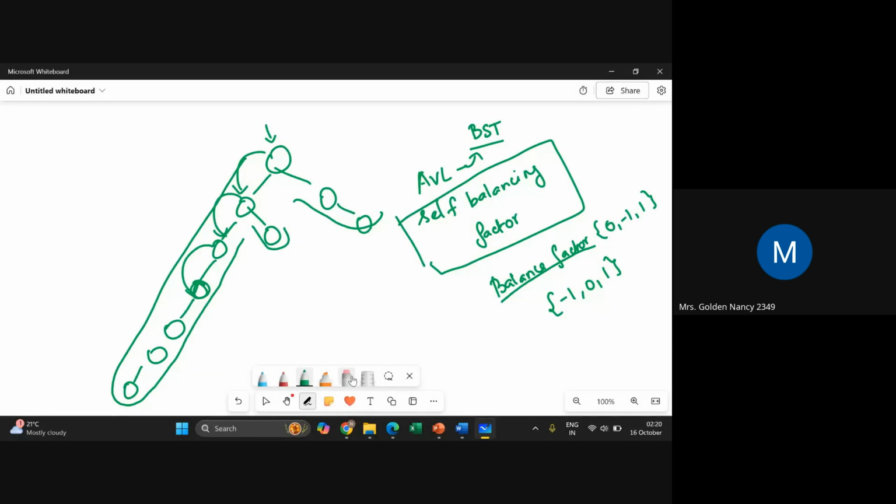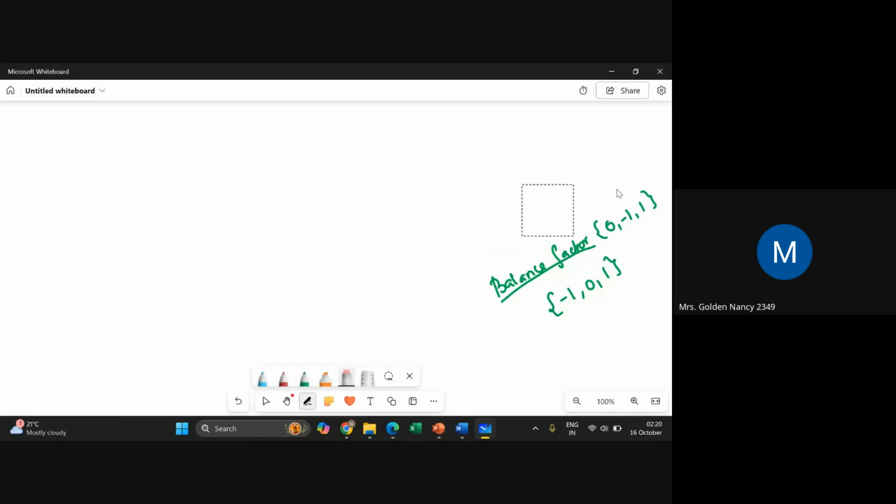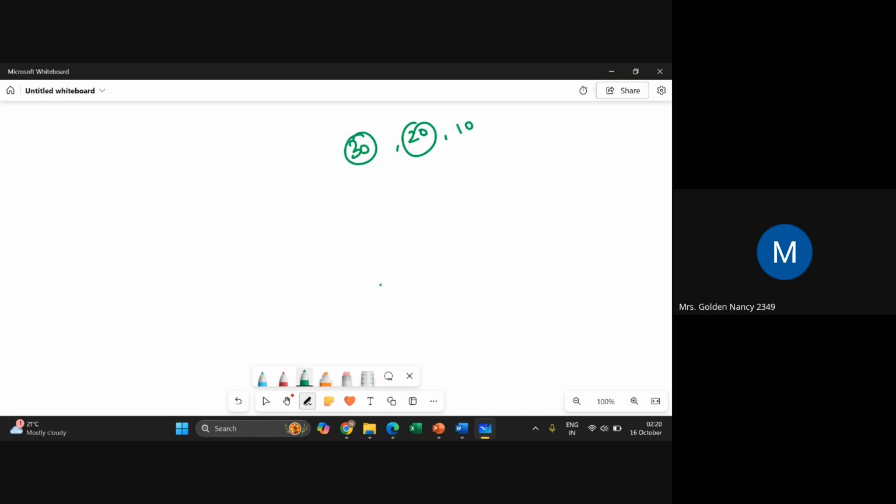I'll tell you with an example so that you'll understand it very clearly. For example, the nodes I want to insert are 30, 20, and 10. Wait, I'll draw. Fine. So consider this example: 30, 20, and 10 are the nodes that I want to insert in an AVL tree.